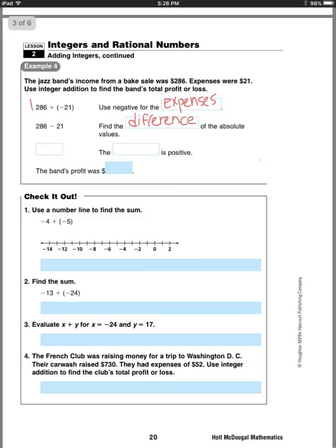Okay, so absolute value of 286, absolute value of negative 21. So we have 286 minus 21, which is 265. Okay, now we are going to look at 286 and 21. 286 is bigger and it's positive, so our answer is positive 265. So the value is positive and the band profit was $265.